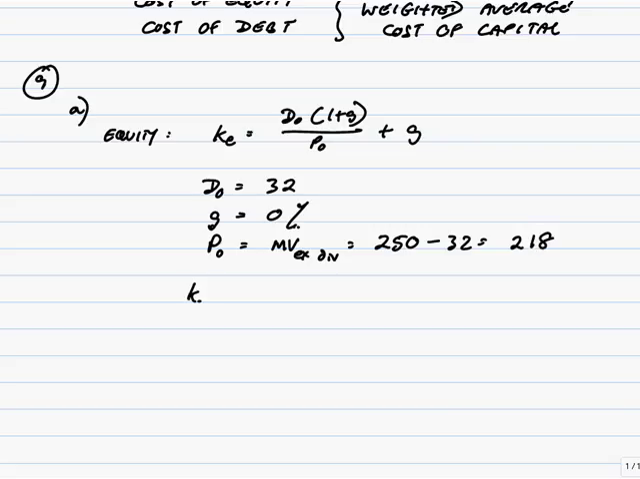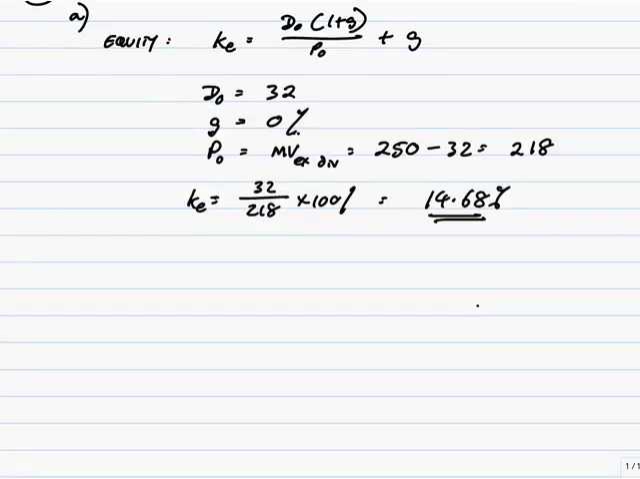And now, of course, it's easy. There's no growth, so KE is 32 divided by 218, which is equal to 14.68%. So that's the return that shareholders require.